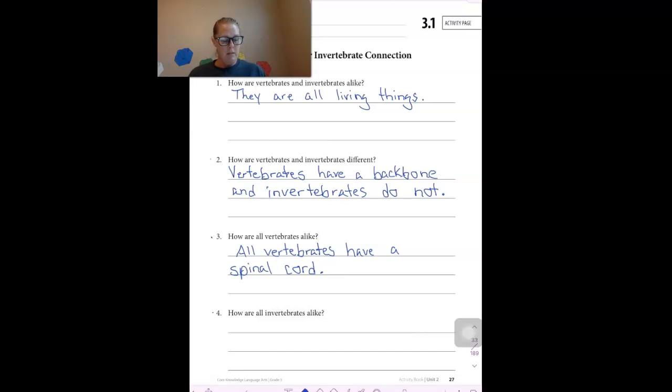Question number 4, how are all invertebrates alike? The thing that they all have in common is that they do not have a backbone.